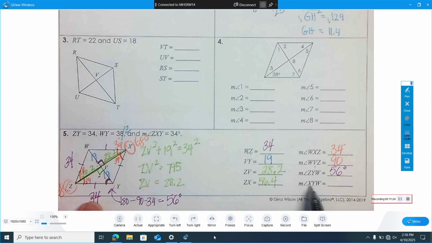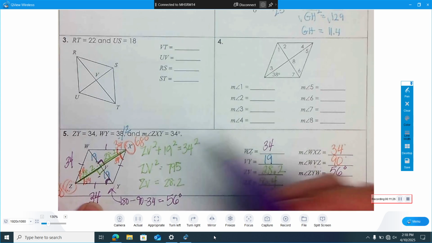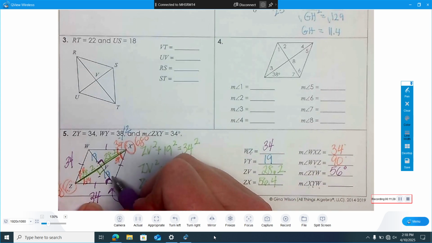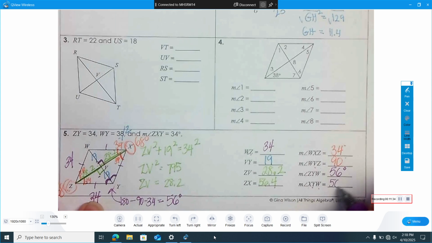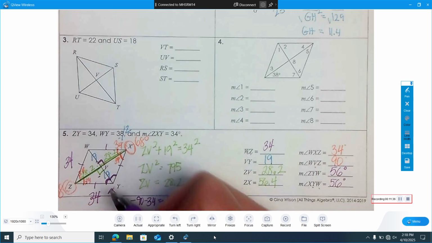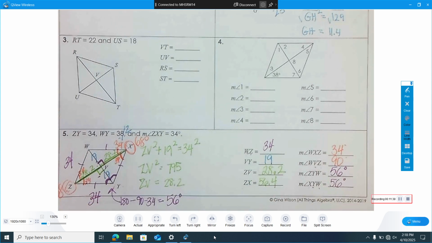And then we want to know XYW. XYW, that's the other side. What's its adjacent angle? Also 56, yes. Again, all those little angles get bisected, so they're all the same. All right, questions for me on that? Good. Let's turn the page.